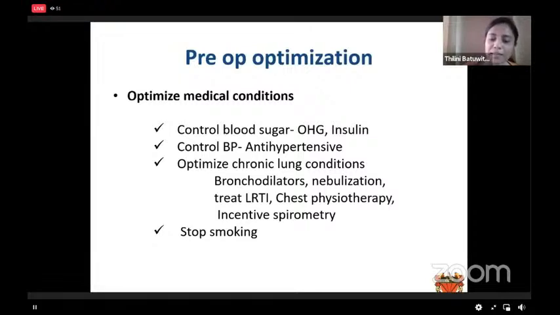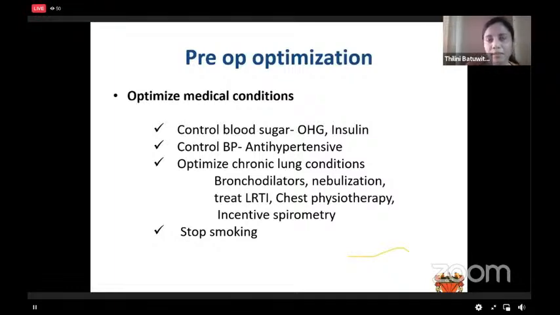Or else, if the patient is having lung disease, we may start those things. And the other thing is that stopping smoking is extremely important. So that's why you want to ask whether the patient is smoking or not. Usually, we have to stop smoking ideally for 6 to 8 weeks.